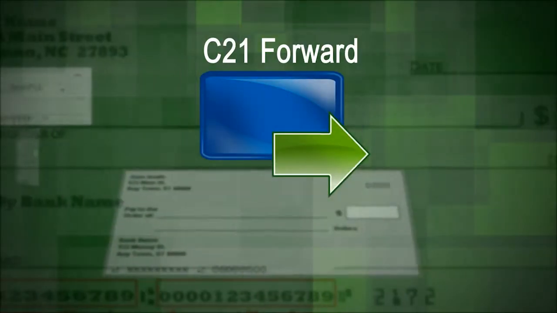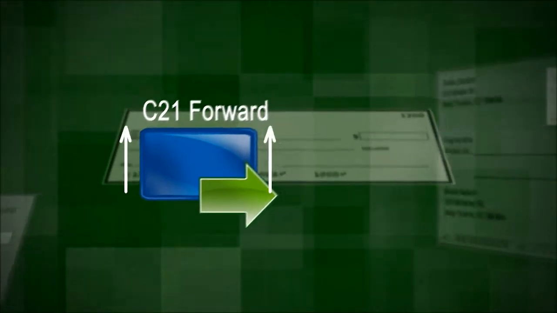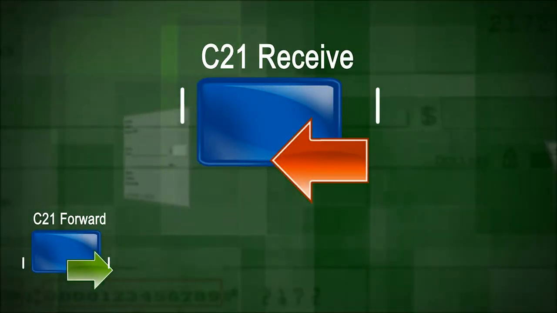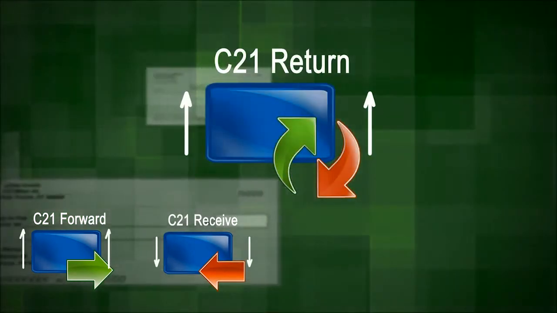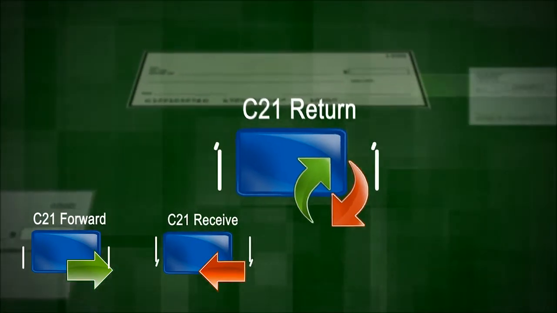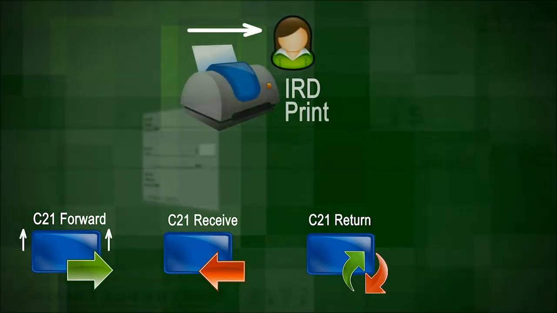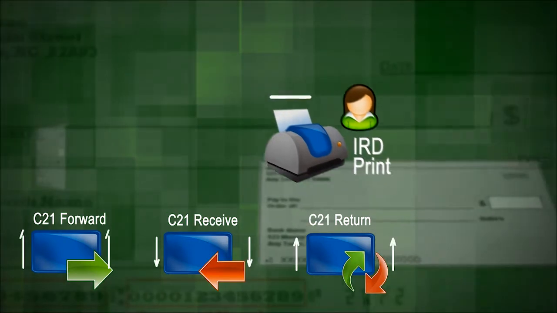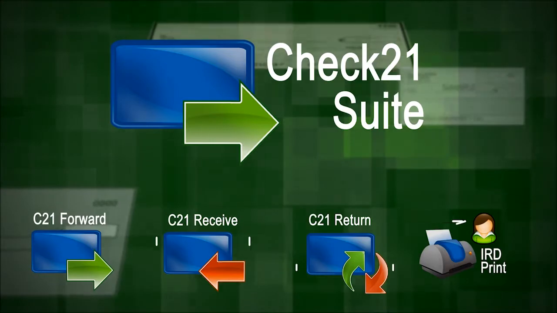In summary, C21 Forward sends all of the checks deposited at your institution to the Federal Reserve. C21 Receive imports all the checks from the Federal Reserve that need to be drafted against accounts at your institution. Of those received checks, some may not clear. C21 Return sends those bad checks back to the Federal Reserve. C21 Receive is also able to import those return checks. Finally, IRD Print allows bad checks returned to your institution to be reprinted and either delivered to the member who wrote it or fixed and sent again to the Federal Reserve through C21 Forward.